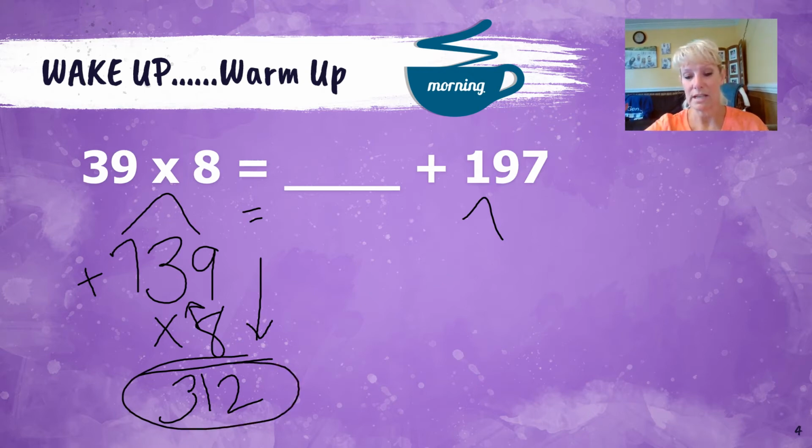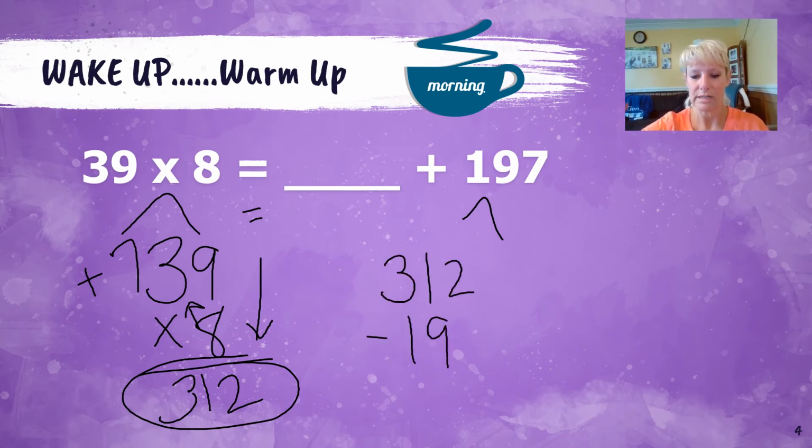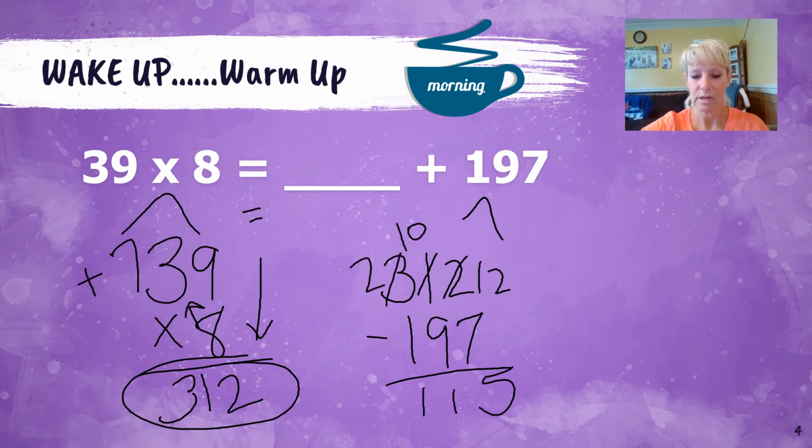All right, this side needs to also equal 312 somehow. So I need two numbers in order to do that. What I'm going to do is the opposite. 312, I'm going to subtract 197. All right, so that makes this a 12. This makes this a 5. I have to come over here. This becomes a 10. This is a 1 and a 1.